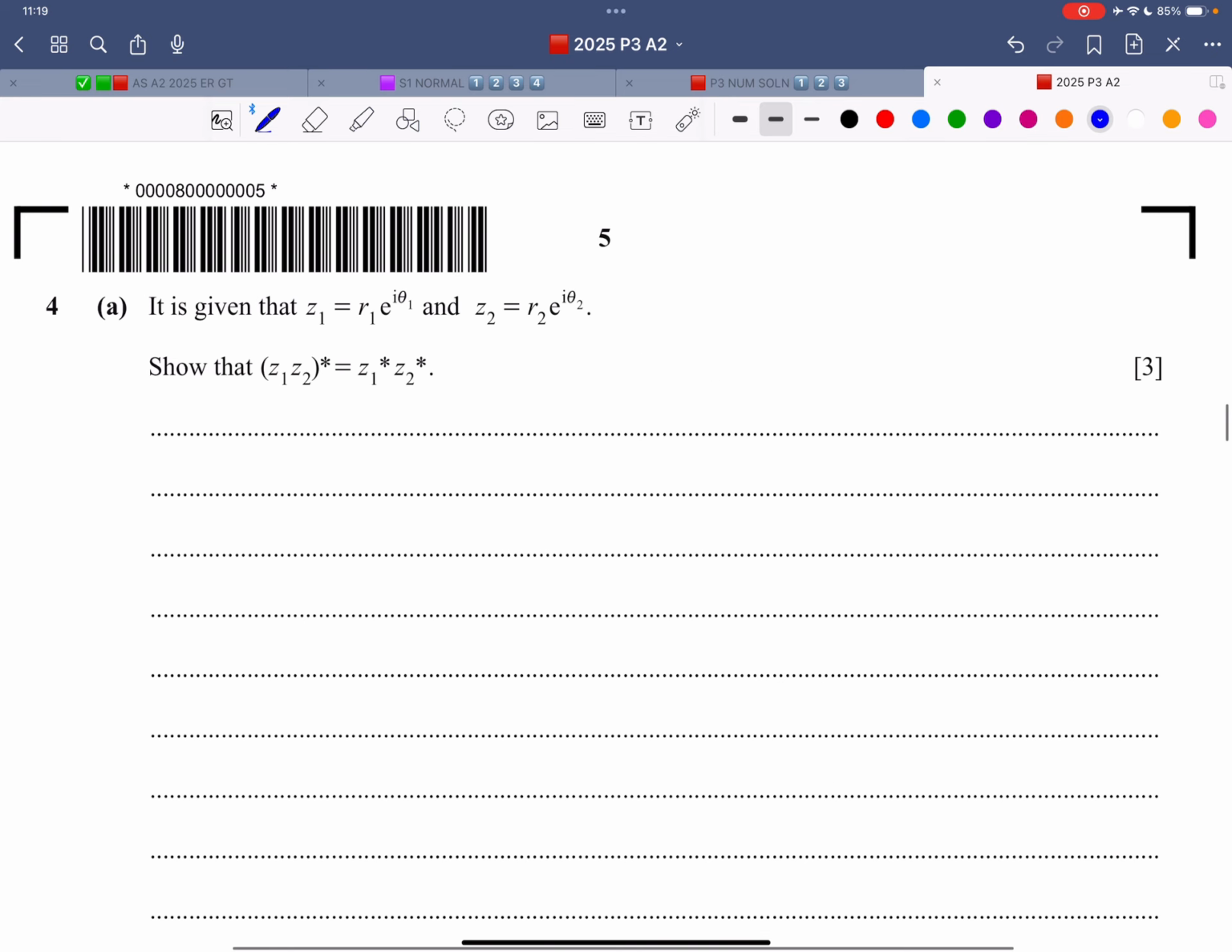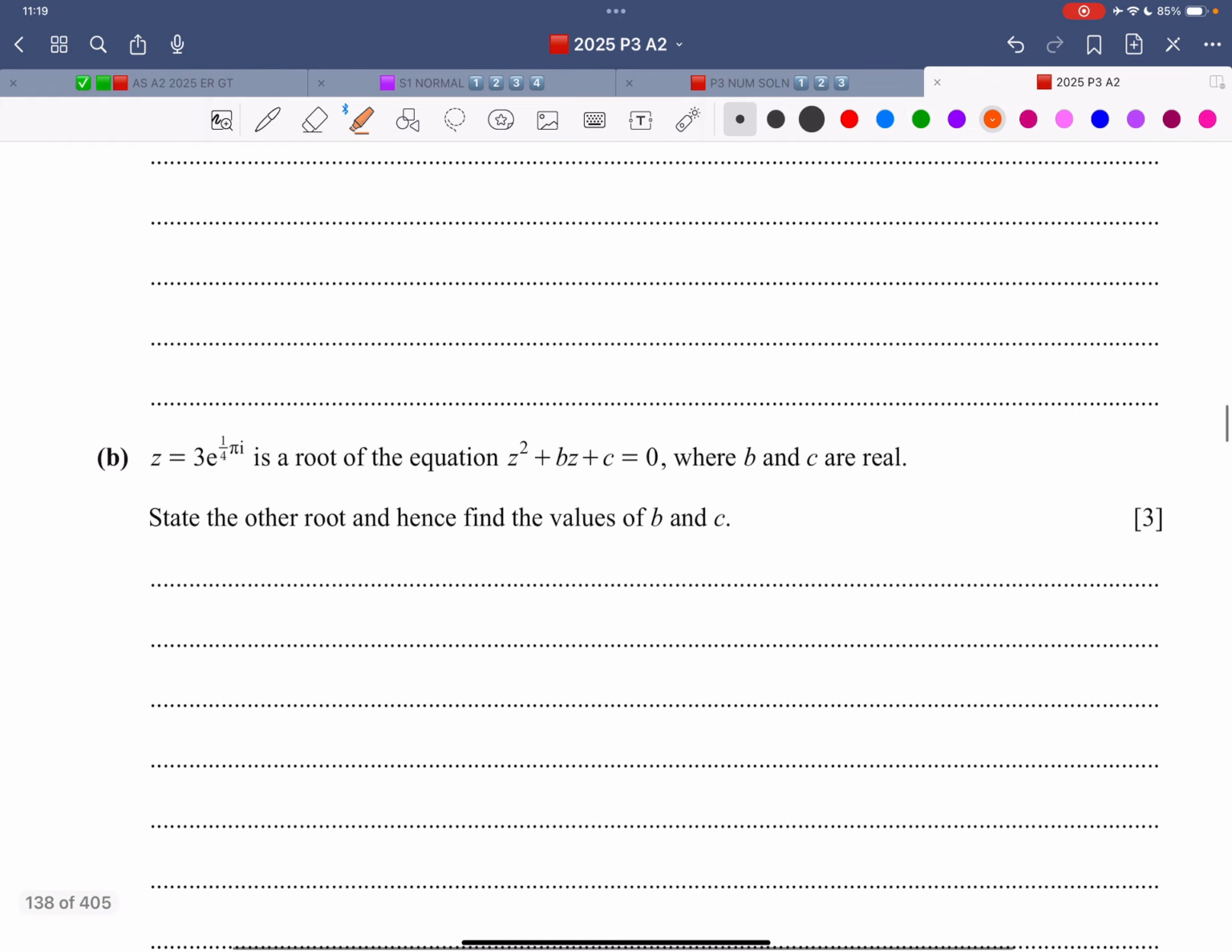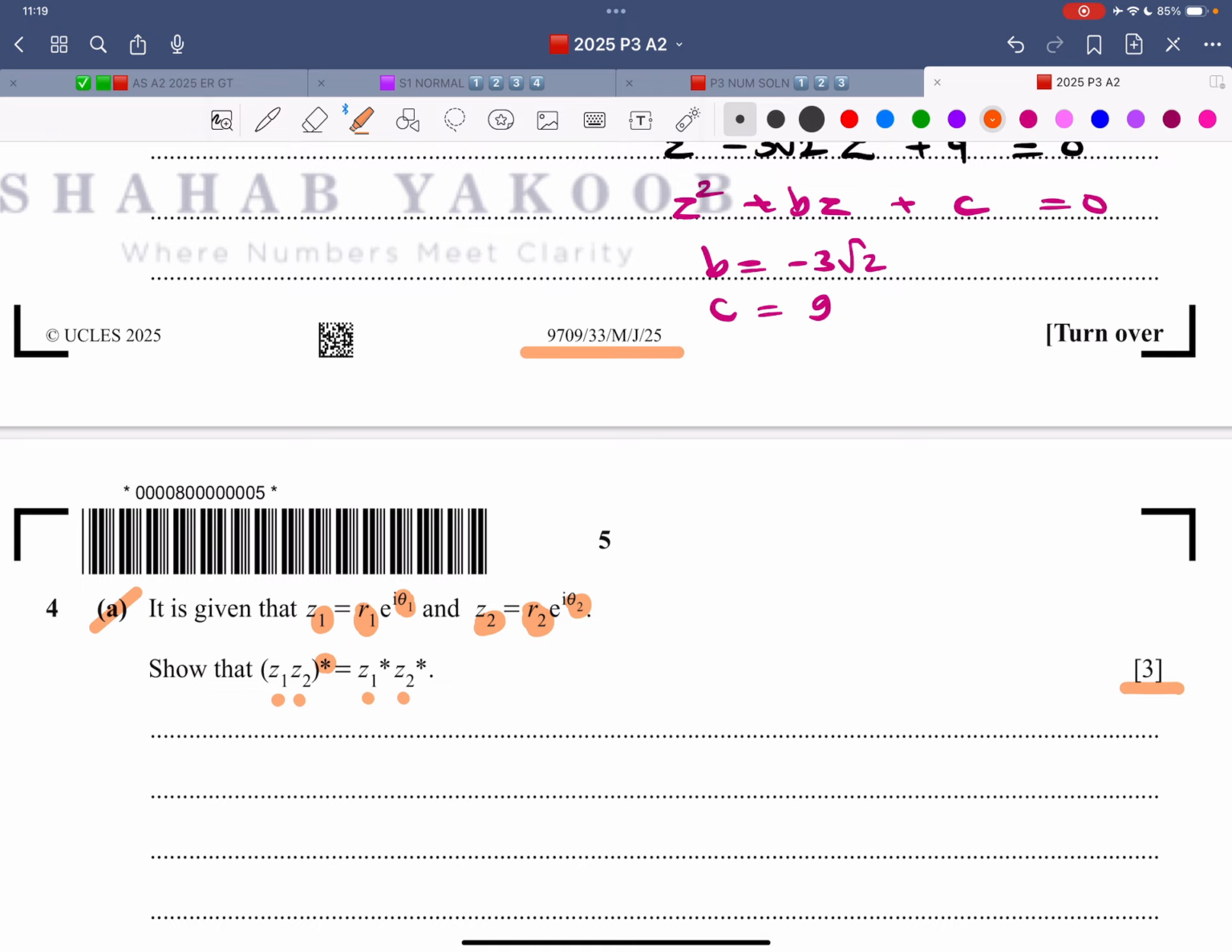It says it is given that Z1 is R1 e^(i theta 1), Z2 is R2 e^(i theta 2). Show that Z1 into Z2, after multiplication and then taking the conjugate, is the same thing as the conjugates multiplied together. This is for 3 marks. Next one, Z is this much. It's a root of this equation where B and C are real. State the other root and hence find the values of B and C. So another 3 marks. So which variant is this? That is May, June 2033, question number 4. And this is, of course, 2025.